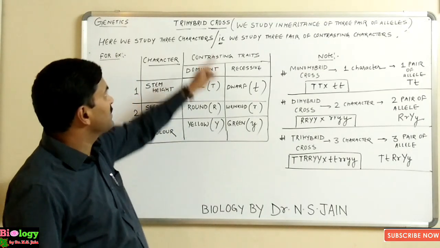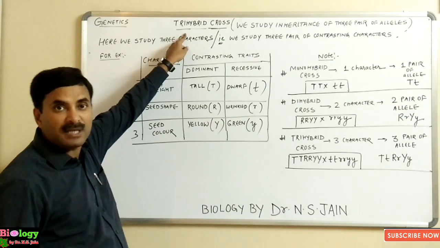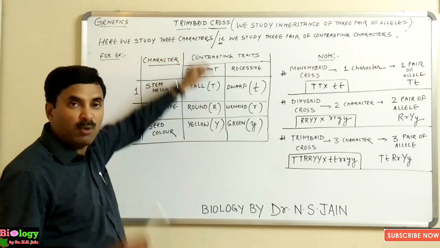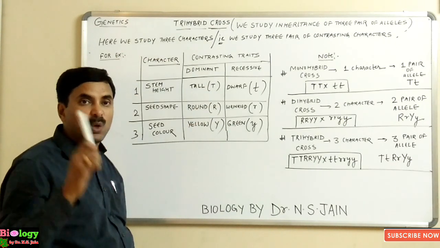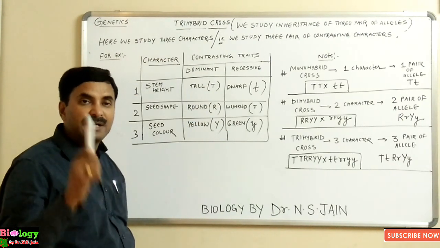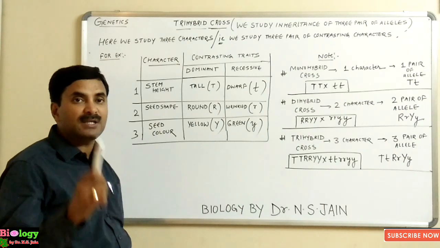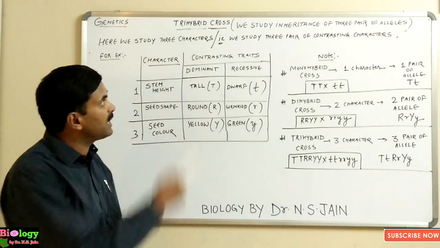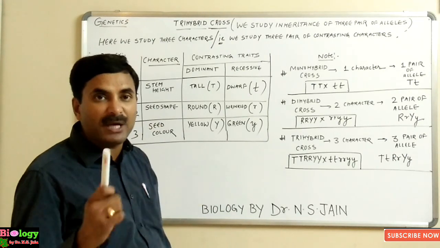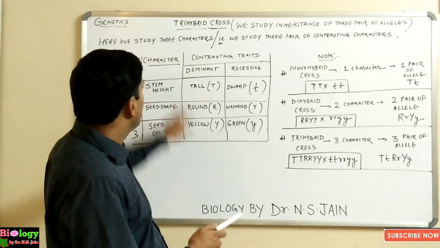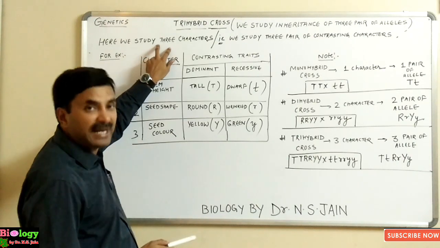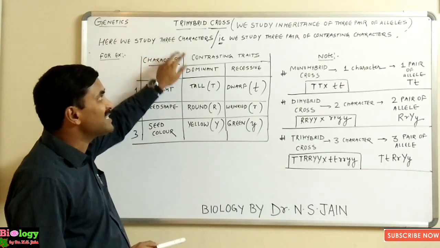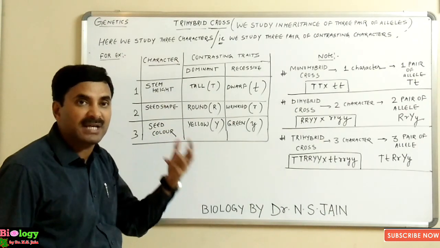Today we are going to study a very important, somewhat typical cross that is known as a trihybrid cross. In monohybrid cross we were studying the inheritance of one pair of alleles. In dihybrid cross we were studying the inheritance of two pairs of alleles. But as the name indicates, in the trihybrid cross we are studying the inheritance of three pairs of alleles. That means here we are studying three characters, three pairs of contrasting characters.